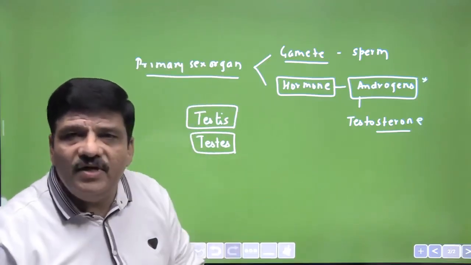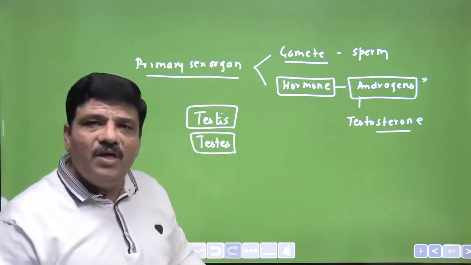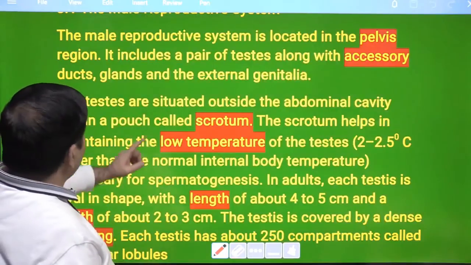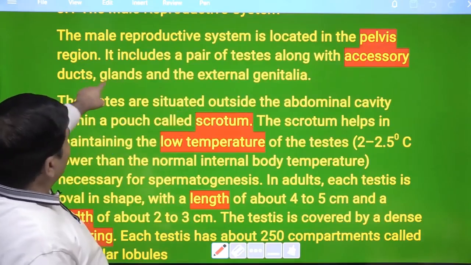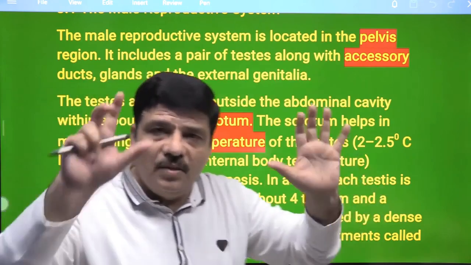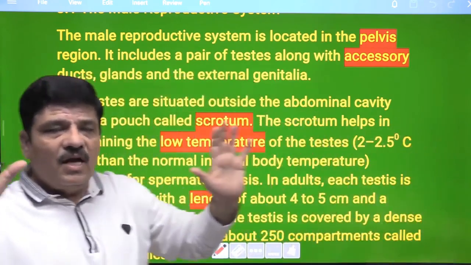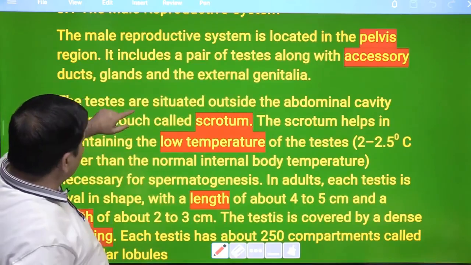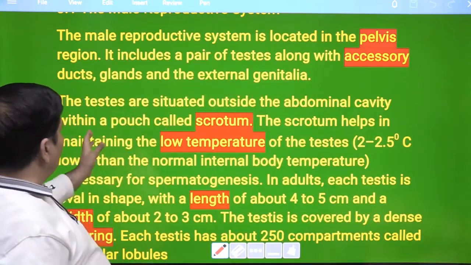Everything else that we discuss with respect to human reproduction would be secondary organs, secondary ducts, accessory ducts or accessory glands. Everything else would be accessory. The primary thing is the testis. I hope this line is absolutely clear. Then your NCERT says that the testes are situated outside the abdominal cavity.